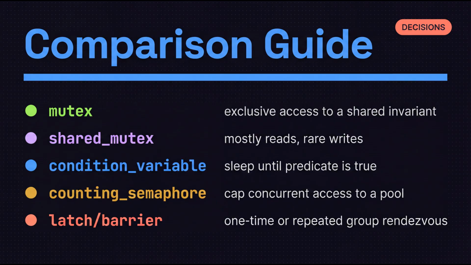Counting semaphore: cap concurrent access to a resource pool, up to n threads at a time. Latch: one-time group rendezvous, all threads count down, then proceed. Barrier: repeated group synchronization across iterative phases. Match the primitive to the coordination question.